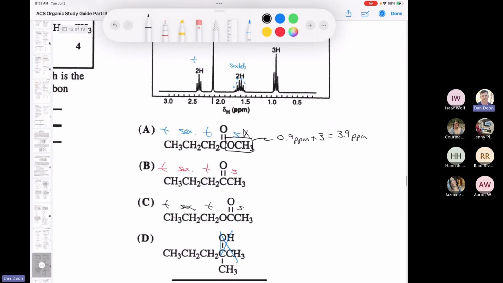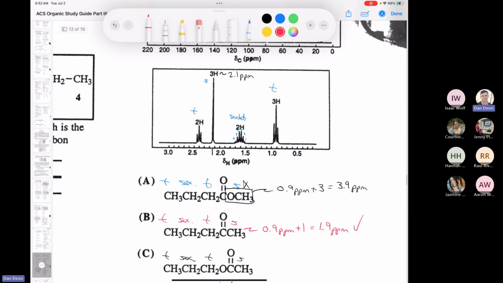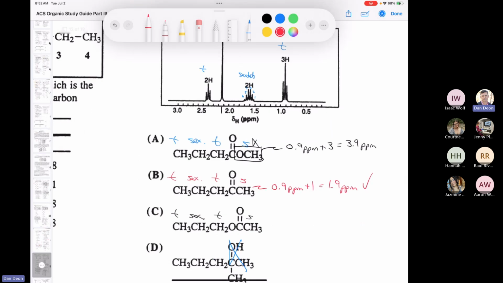Then if you look at the singlet in B, you'd say the baseline is 0.9, but it's next to a carbonyl, so then you just add 1. So that would give you 1.9 ppm. So that's a contender because that's very close to 2.1. Then if you look at C, oh man, it's the same thing again. You end up with 0.9 ppm plus 1 because it's next to a carbonyl. So that equals 1.9 ppm. So now B and C are still in the running. So we've crossed off A.